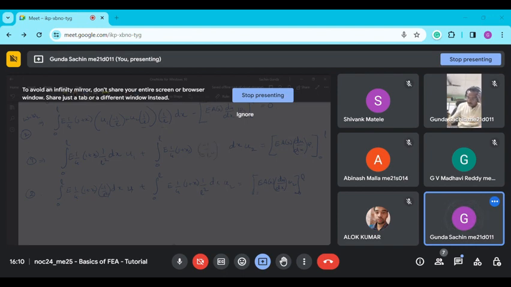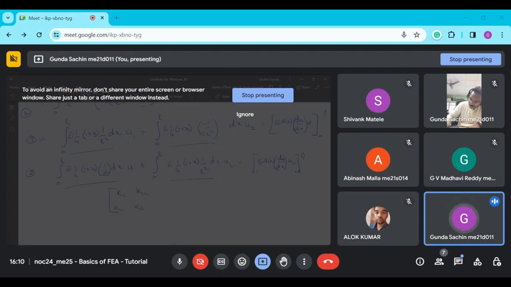Okay, this is minus 1 by L square. So now you can clearly see this in terms of u1 and u2. First part, second part of stiffness matrix, third part and fourth part. These things we can write in matrix form as K11, K12, K21, K22 times U1, U2.